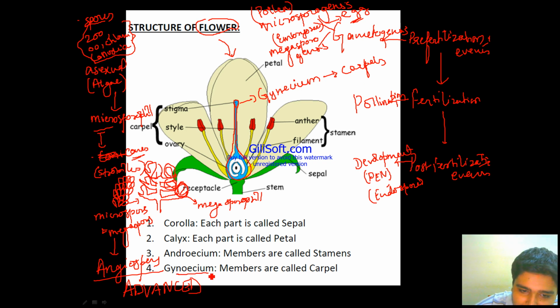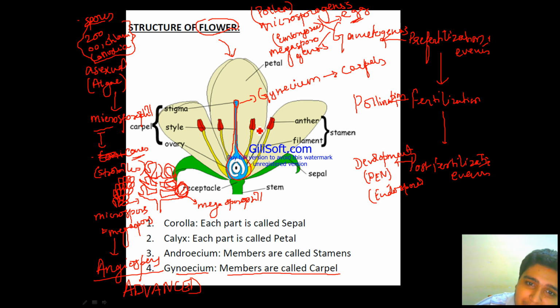Gynoecium is made up of carpels. This is what it says, right? Gynoecium members are called carpels. A lot of carpels together, because you can have unicarpellary, bicarpellary, tricarpellary. There can be multiple units of carpels which make up a gynoecium. This is a unicarpellary gynoecium.